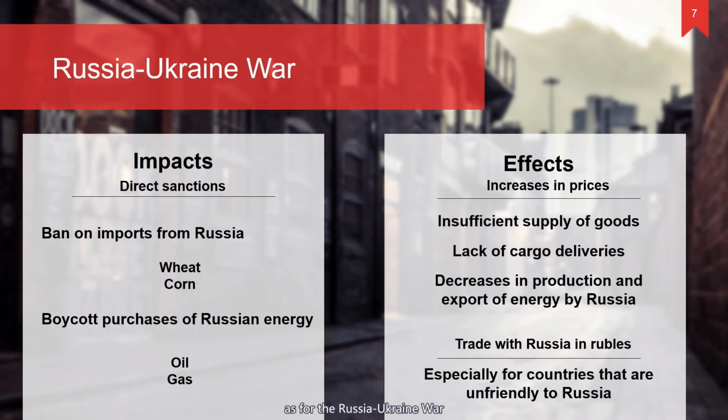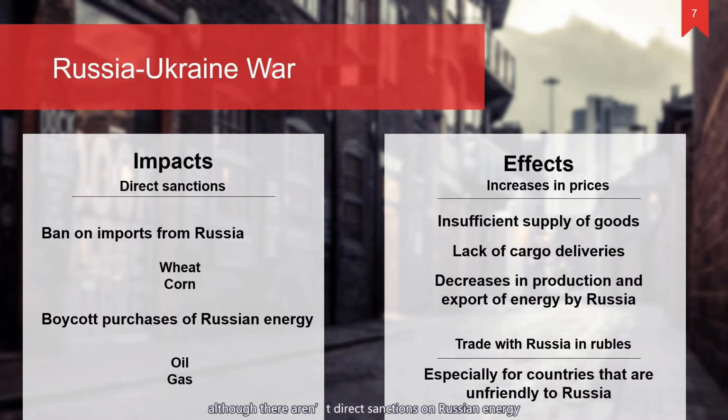As for the Russia-Ukraine war, importing goods such as wheat and corn from Russia or providing services like cargo deliveries were banned in many Western countries. However, banning the world's largest wheat producer or refusing to provide delivery services harms Russia and most economies as well. Shortages in supplies cause the prices of goods to rise sharply.